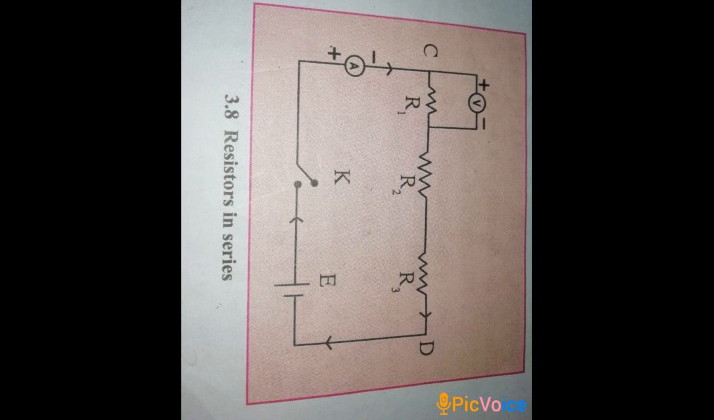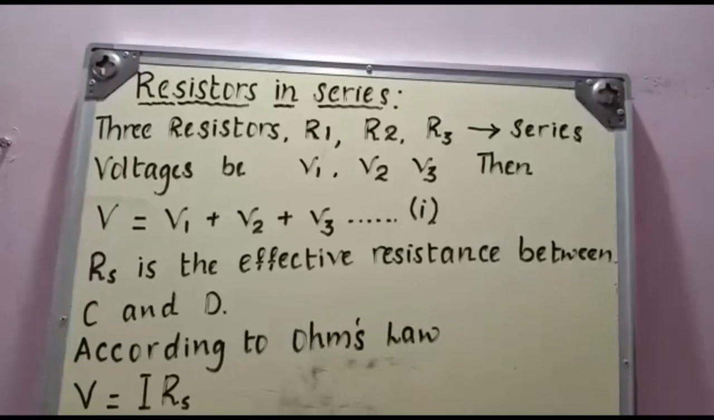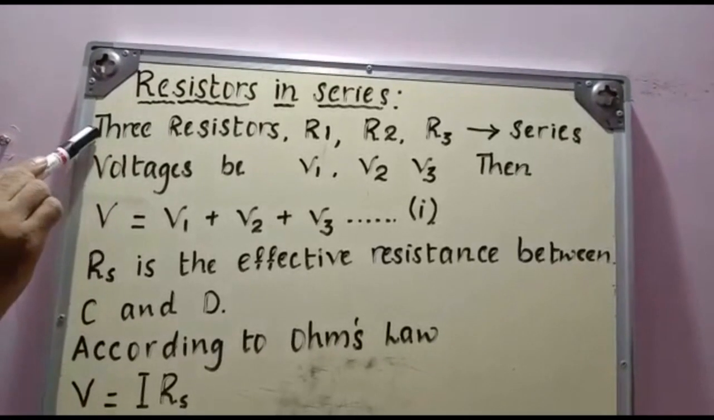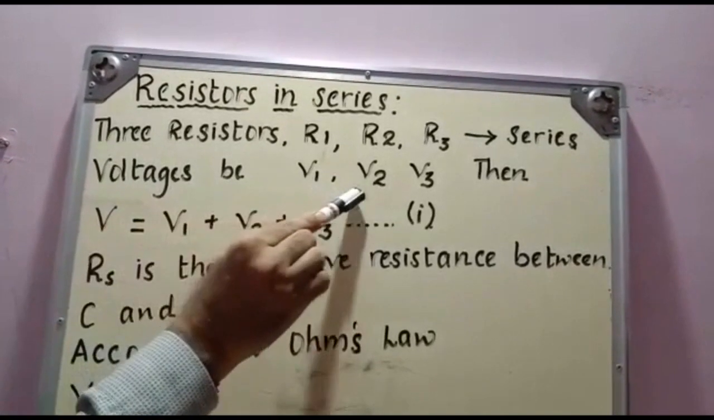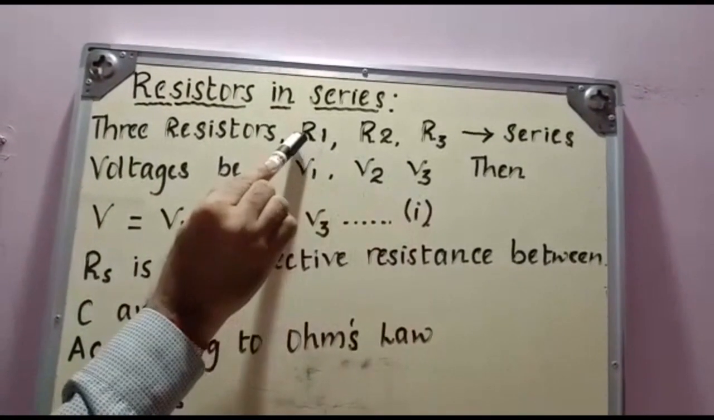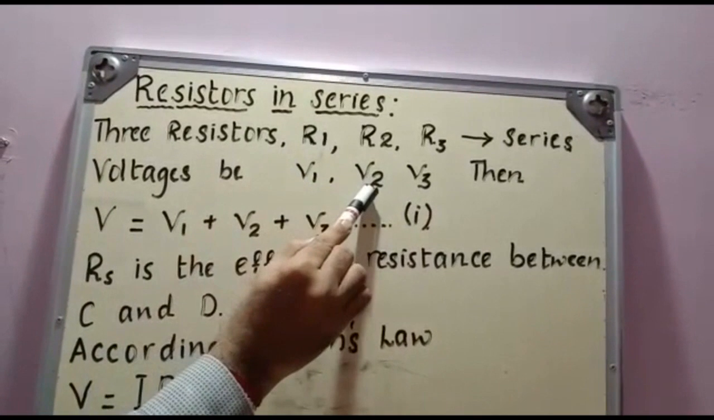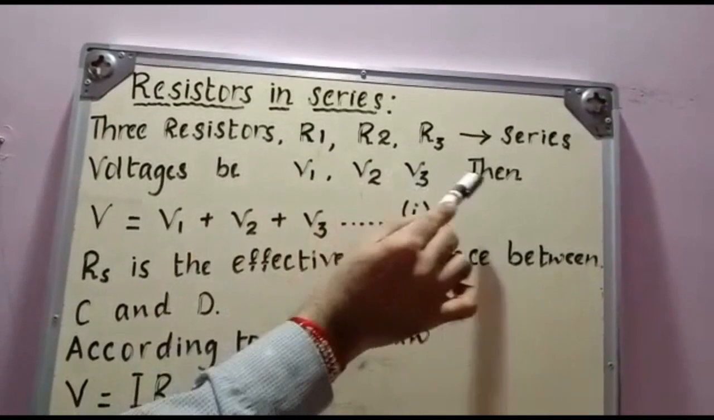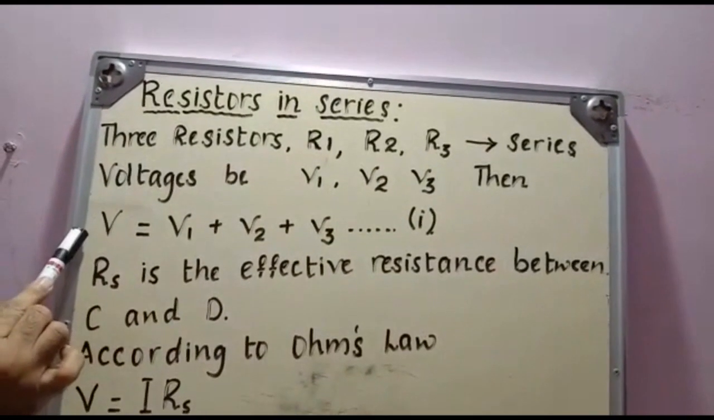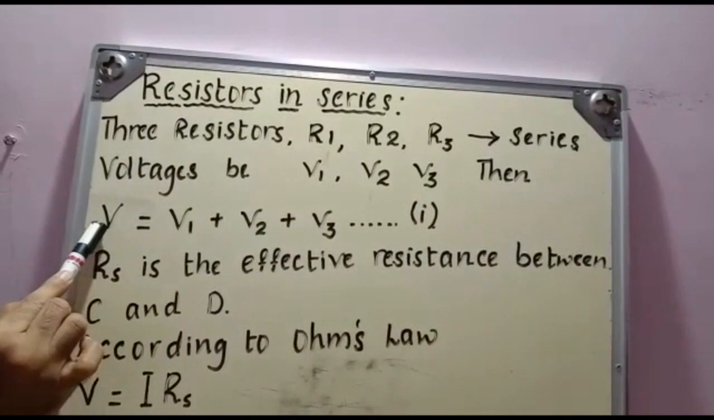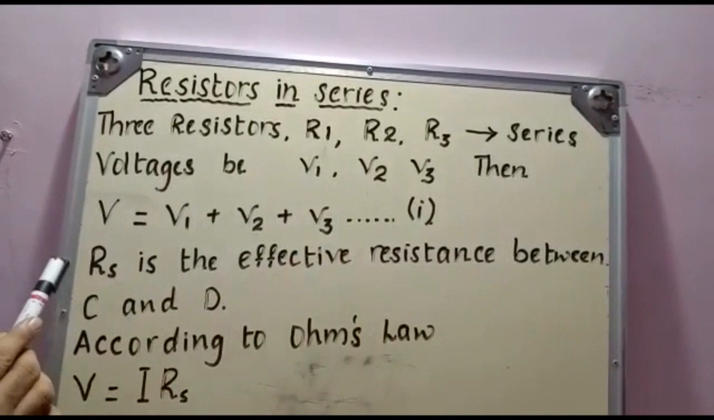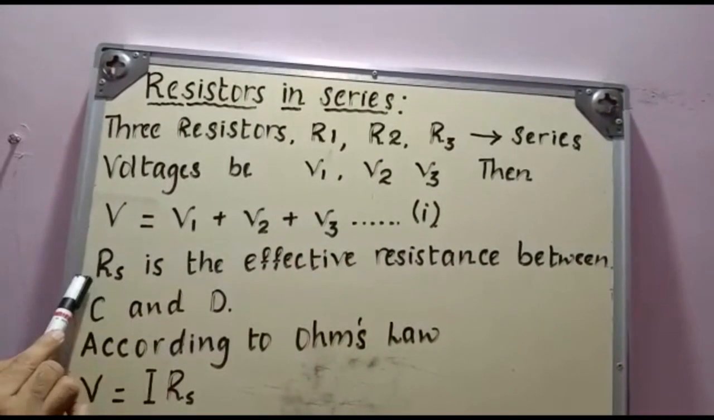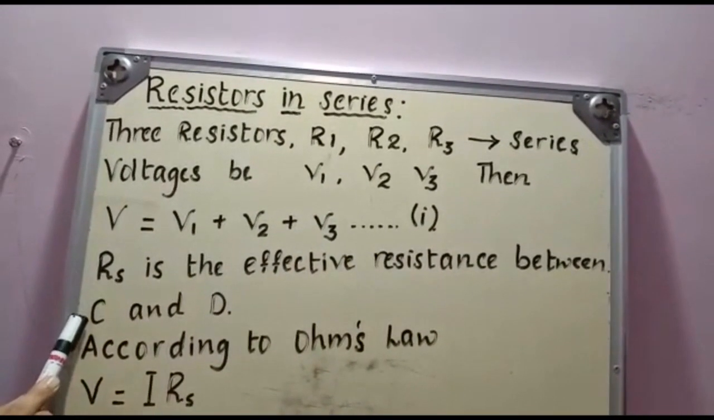So let's understand the derivation of resistors connected in series. R1, R2, R3 are connected in series. Voltages across them will be V1, V2, V3. So V1 will be for R1, V2 will be for R2, V3 will be for R3. Then the total voltage V will be equal to V1 plus V2 plus V3. We will call this equation 1. Then RS is the effective resistance between the point C and D.